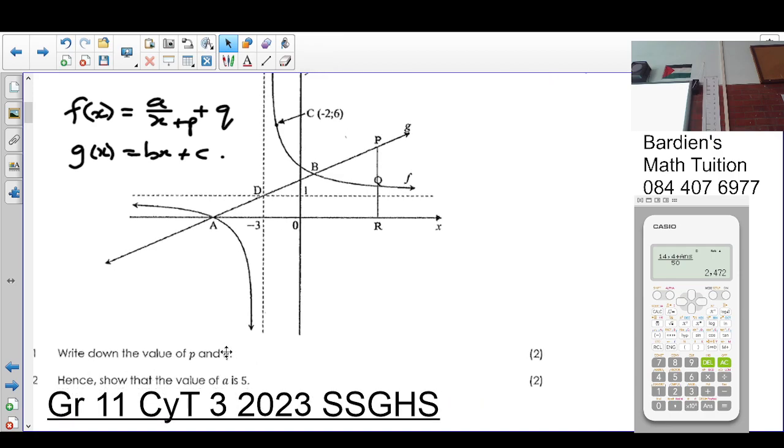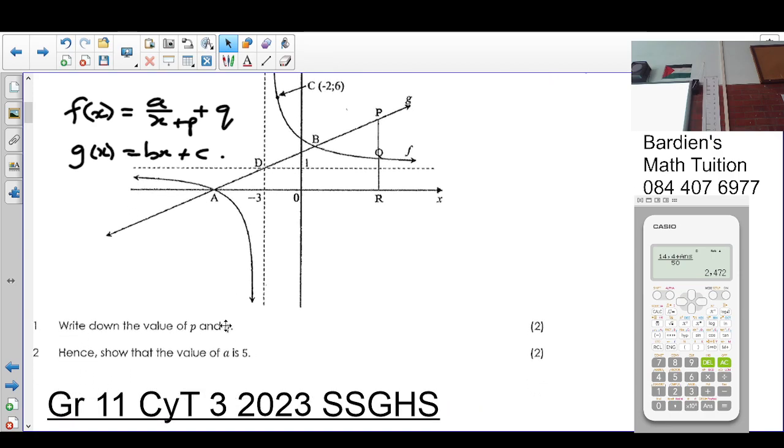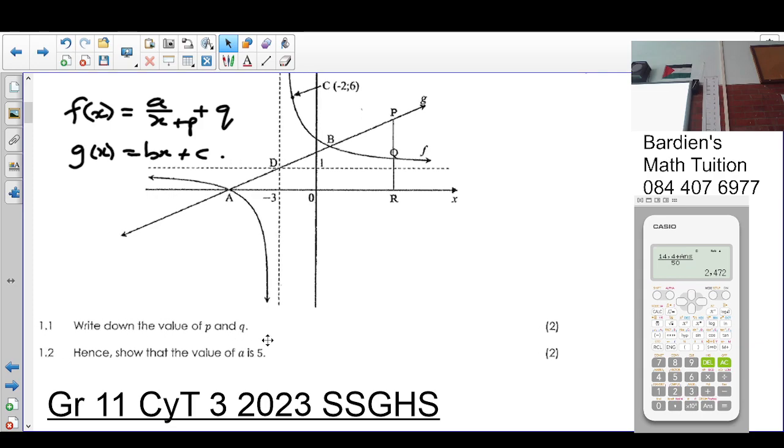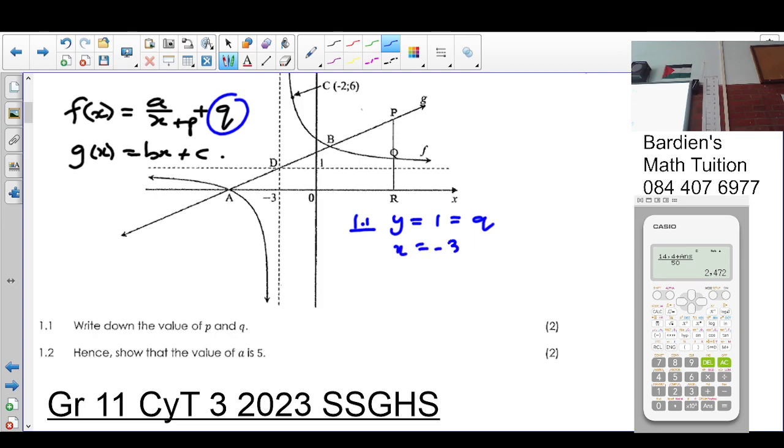First question says, write down the value of p and q. Now, as you can see, p and q are the horizontal and vertical asymptotes. So q is going to be y is equal to 1, your horizontal asymptote. And your vertical asymptote is x is equal to minus 3. So, therefore, p is equal to 3.